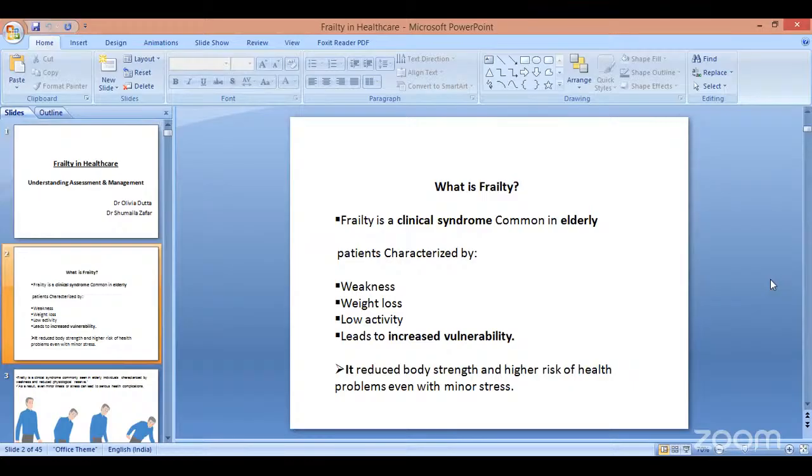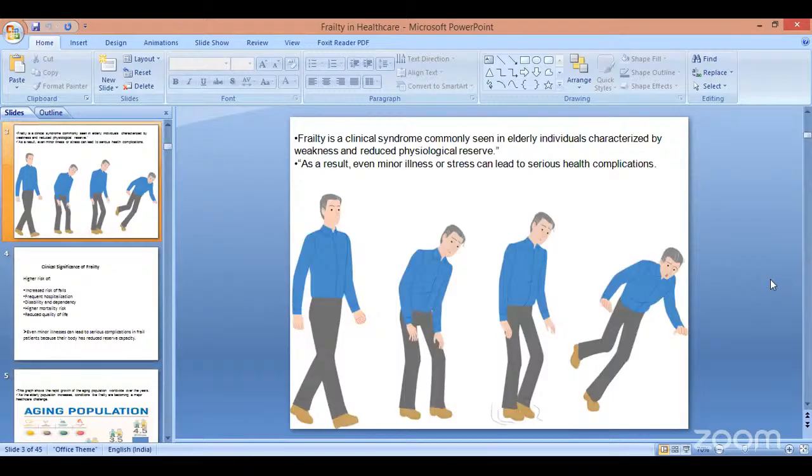So what is frailty? Frailty is a clinical syndrome common in the elderly. The patient presents with weakness, weight loss, low activity, and increased vulnerability. The bottom line is it reduces body strength and raises the risk of health problems, even with minor stress. As we can see in the picture, frailty is a clinical syndrome commonly seen in elderly individuals, presenting with weakness and reduced physiological reserve. As a result, even a minor illness or stress can lead to serious health complications.